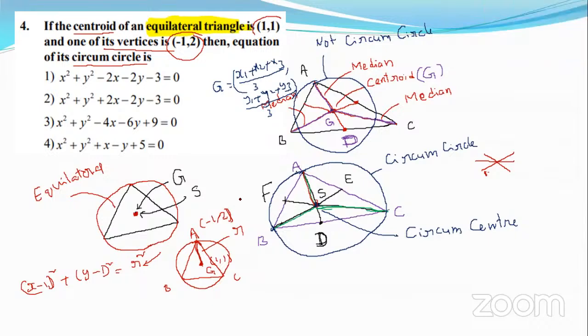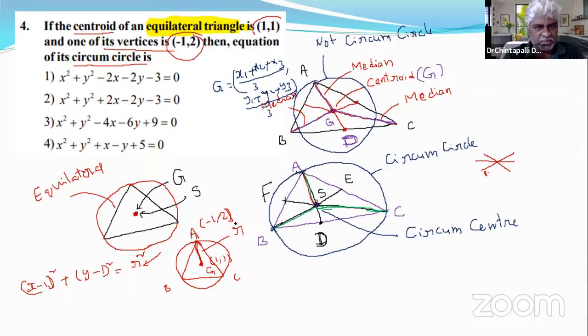Now find the distance between the points 1, 1 and minus 1, 2. What is its distance? The square root of 1 minus of minus 1, x2 minus x1 whole square, 1 minus of minus 1.